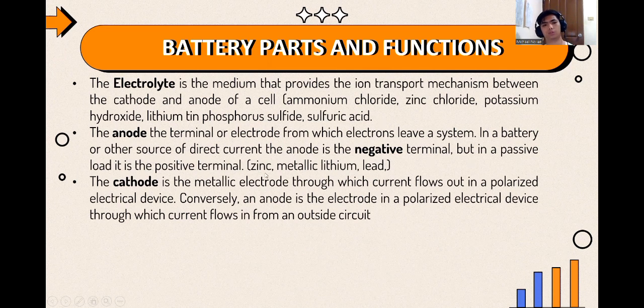But in a passive load, it is a positive terminal, right? Which is made of zinc, metallic lithium, and lead. The cathode is the metallic electrode through which current flows out of a polarized electrical device. Conversely, an anode is the electrode in a polarized electrical device through which current flows from an outside circuit.